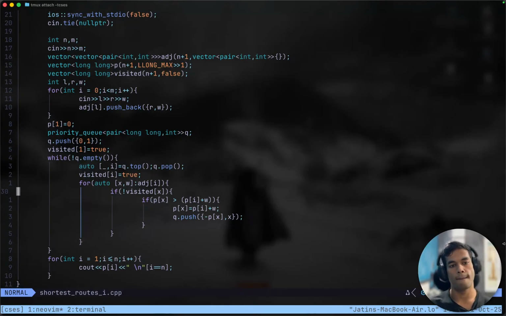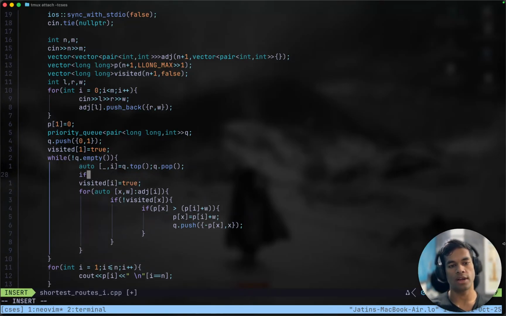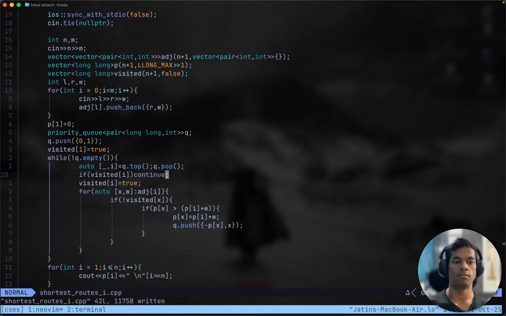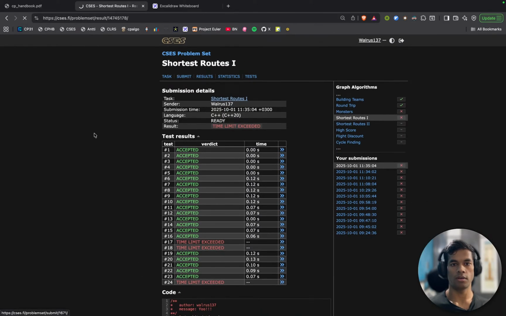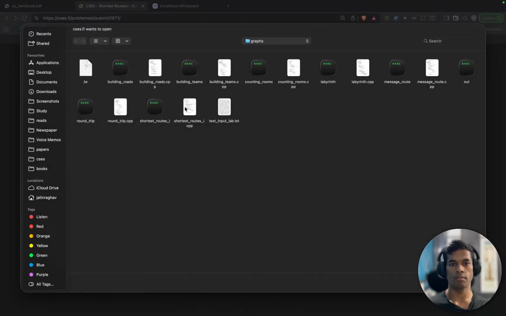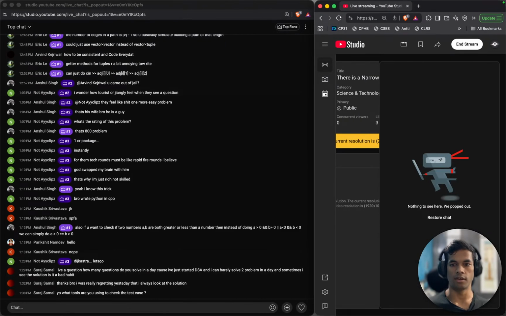I think after getting I, if it was already visited, if visited I, then continue. Yeah, because we will have multiple occurrences of the same thing. So this should work. This should at least be better than the other one.